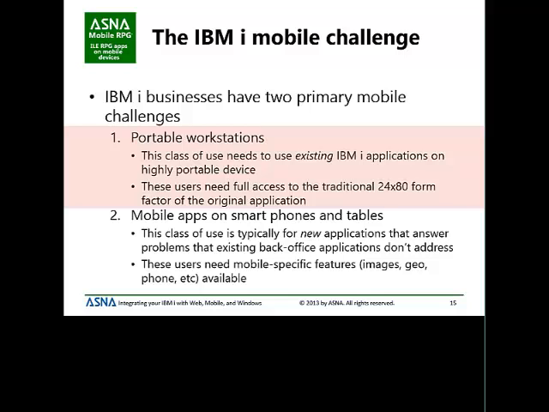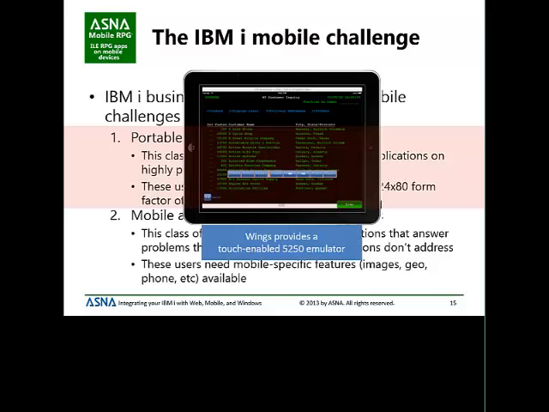Existing applications don't work very well on smartphone mobile devices. The form factor of the 24 by 80 or 27 by 132 display simply doesn't render well on a 320 pixel wide smartphone. And generally, these applications don't really require mobile enablement. Users don't need to use them to send text or show Google Maps. They just need convenient access to the back office applications that they have used for years. This is a challenge that ASNA Wings solves gracefully.